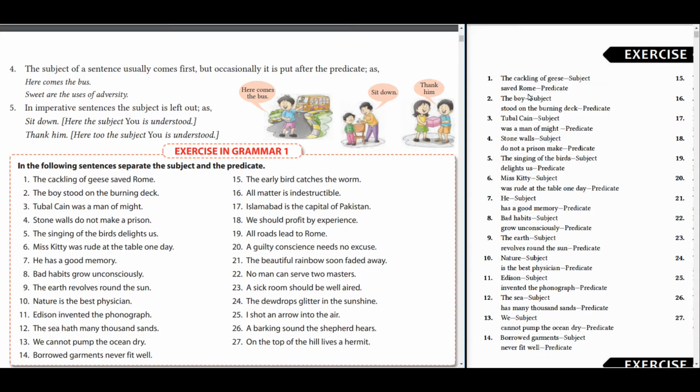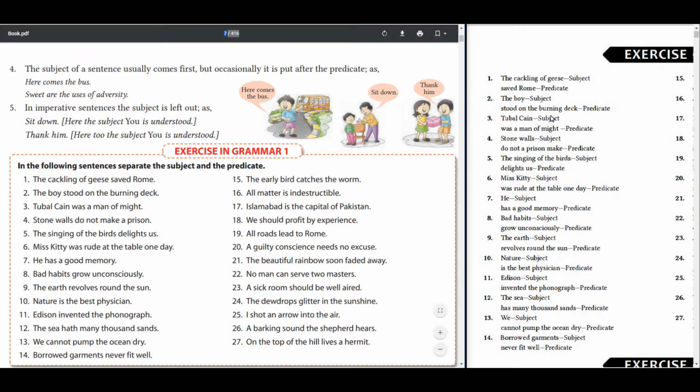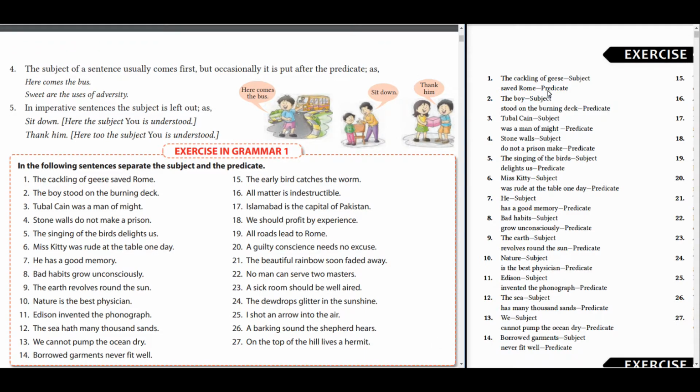And saved Rome is a predicate. It means the cackling of geese, they are doing something in Rome. So it is information about the cackling of geese: saved Rome. The cackling of geese is a subject and saved Rome is a predicate.